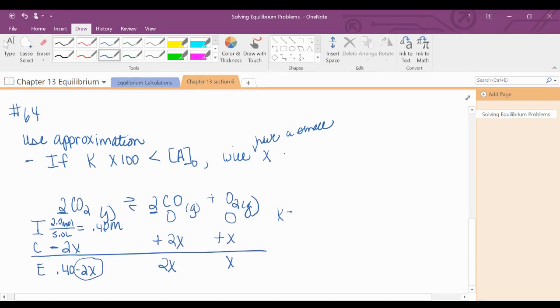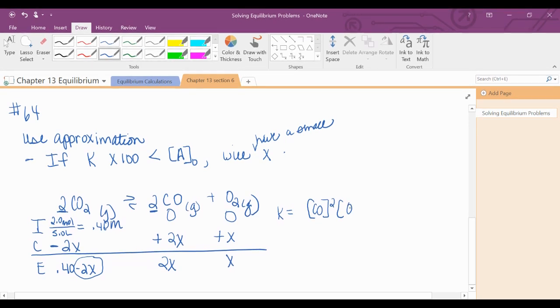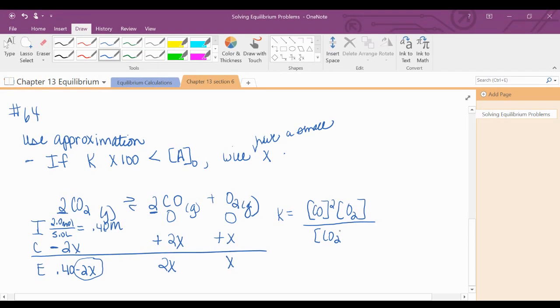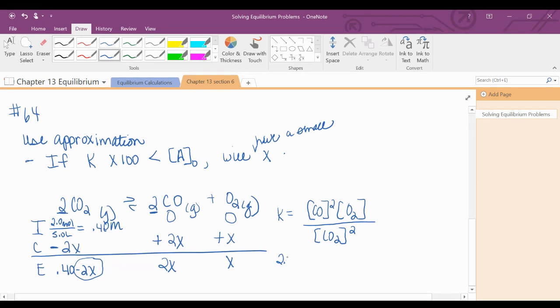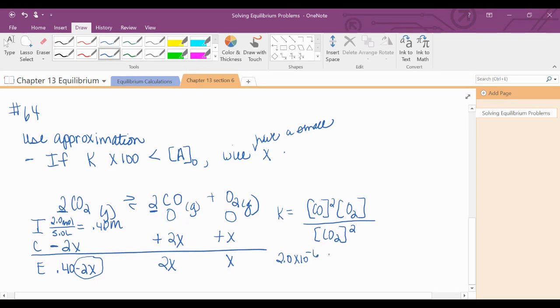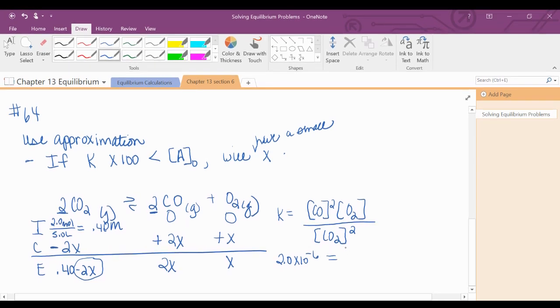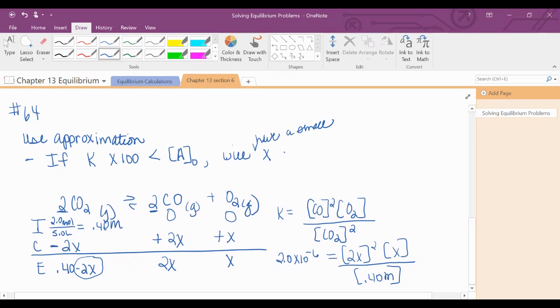All right, so K is going to be equal to my products, CO squared times O2, over my reactant, which is CO2, and its coefficient is a 2. It gave me the value of K in the problem as 2.0 times 10 to the negative 6. On the top here, we're going to have 2x squared times x. And on the bottom, we're going to have 0.40 molar, and that'll be squared because the coefficient is a 2.